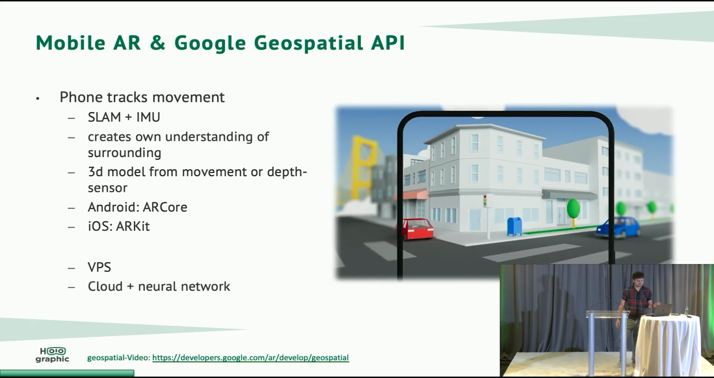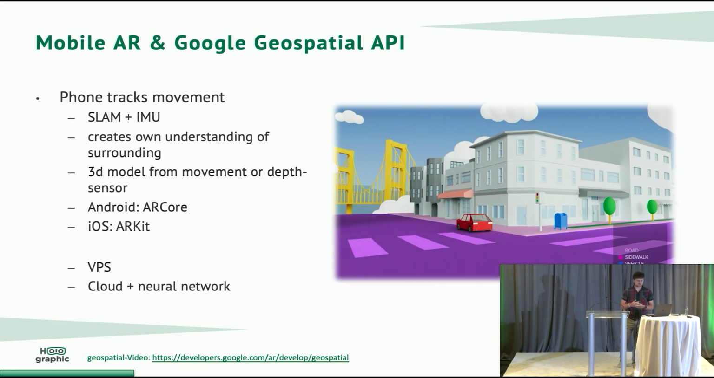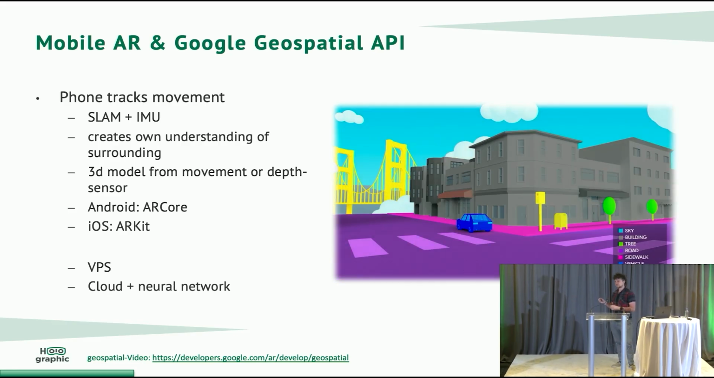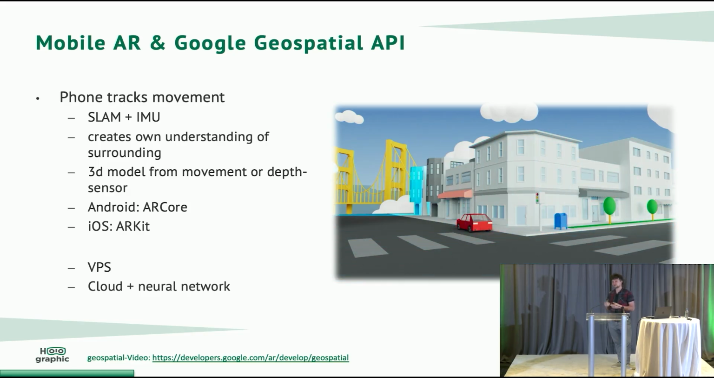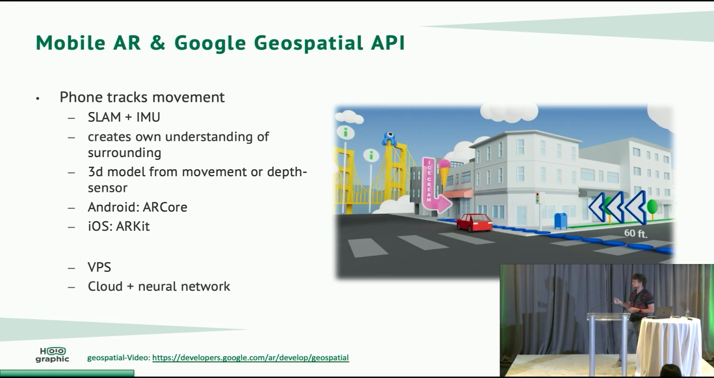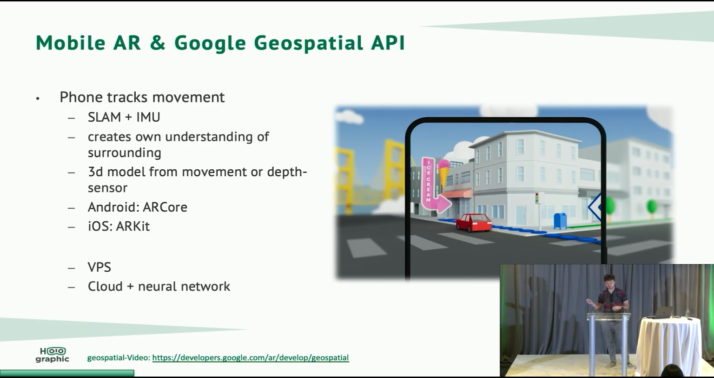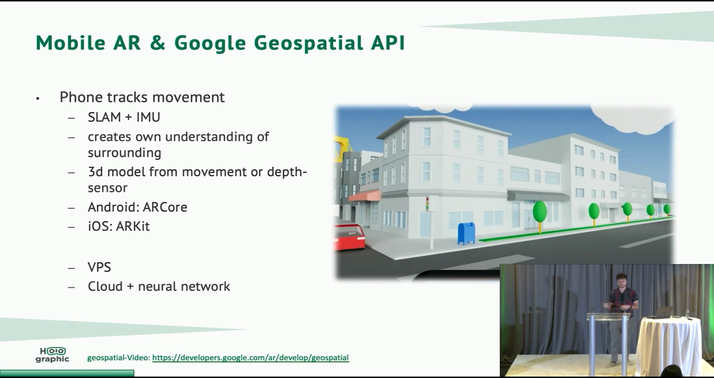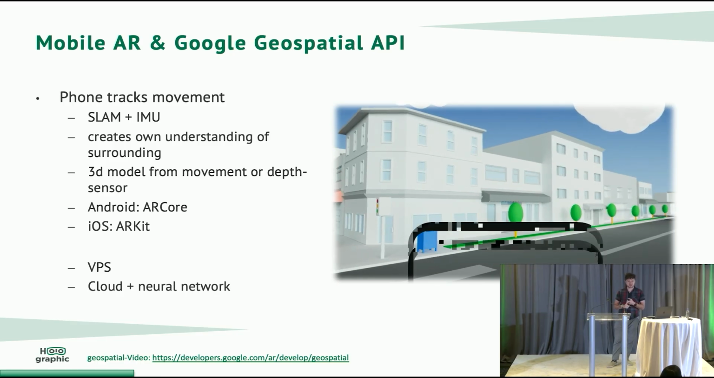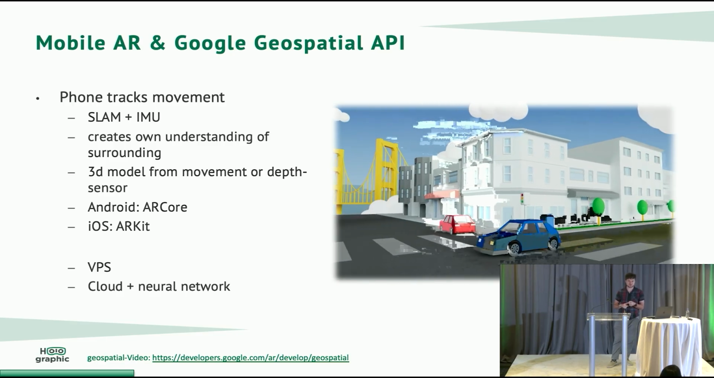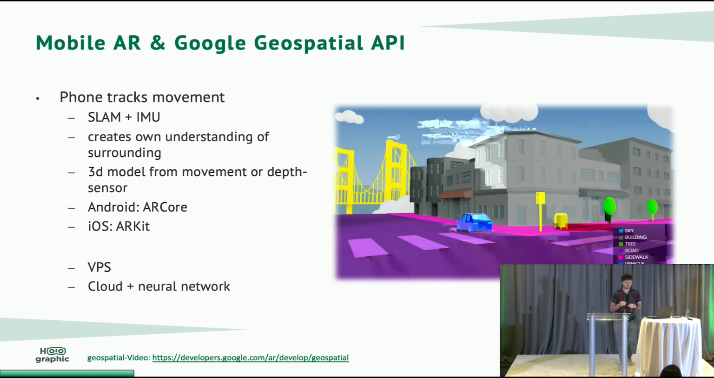In addition to this, Google has an API called the Geospatial API. So the key points I already showed you before are sent to the cloud and recognized and, for example, matched to Google Street View data. And when we have this, we not only know how the phone is moving around, but we also know where we are precisely in the world. So now we have our geospatial pose.